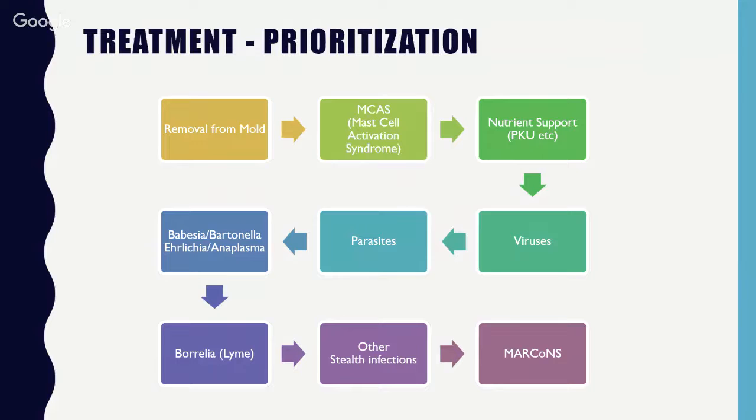There is a general sequence that applies to most people, but there are a lot of individual variations. In general, what we find is that the viruses are at the top and need to be addressed first. Then come parasites, then Babesia and Bartonella, then Ehrlichia, Anaplasma, and Lyme. From there, we go on to stealth infections like Chlamydia pneumonia and Mycoplasma pneumonia. Like I said, usually that's the order that seems to work the best. And once the infections are completely gone, then we go on to eradicating MARCoNS and then hopefully get the patient on VIP.